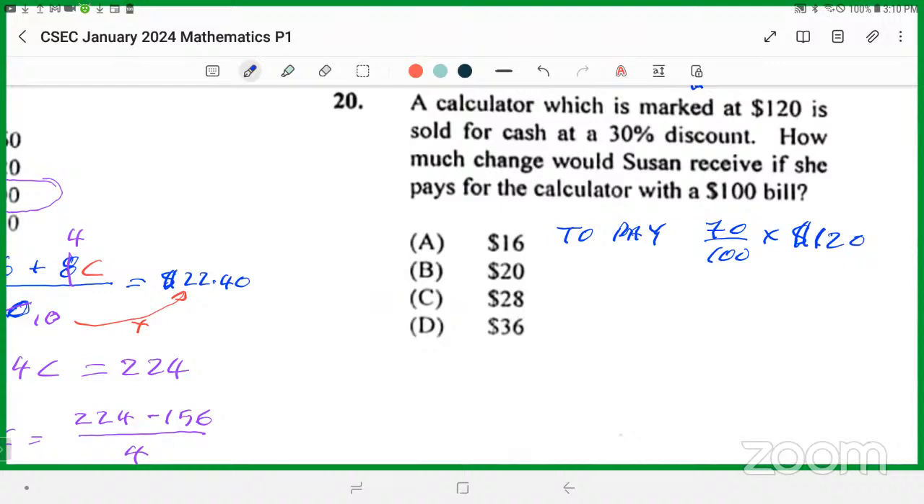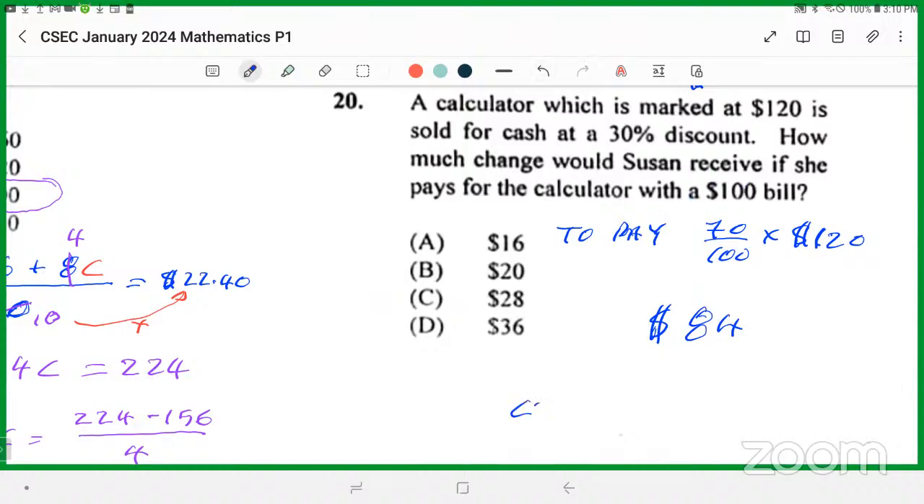So you need to know how much that is, and you're going to subtract that from the $100 bill. The values of consequence here right now are 7 and 12. 7 times 12 is what? 84. So it's $84 she's supposed to pay. But she gives him a $100 bill.